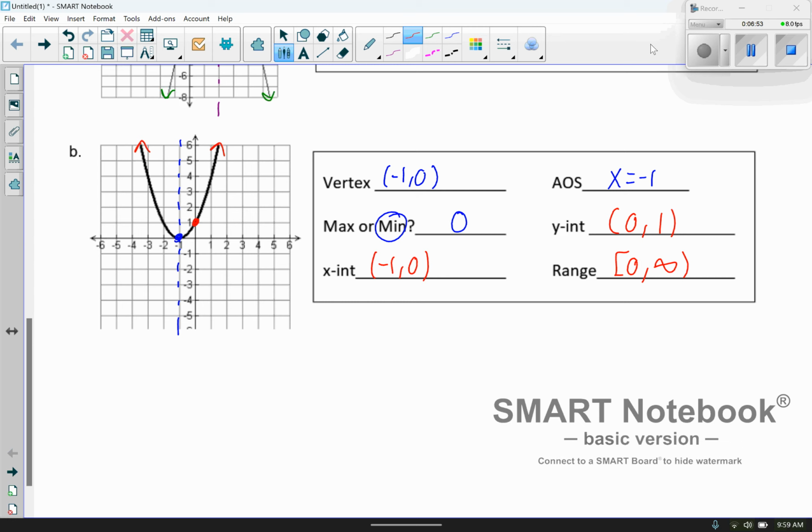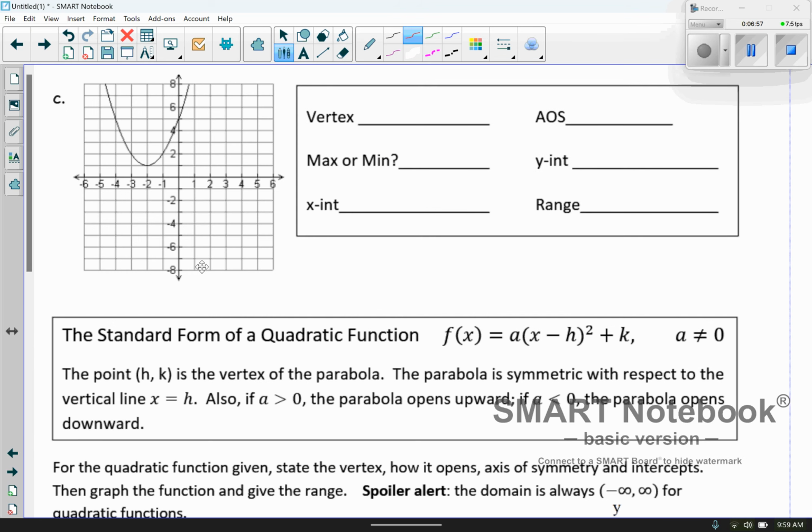Okay, I have one more that looks like this. All right, so once again, we'll start with the vertex right here. That looks like we're at negative 2, up 1. Axis of symmetry, once again, just cuts right through that. So it's just going to be x equals negative 2.